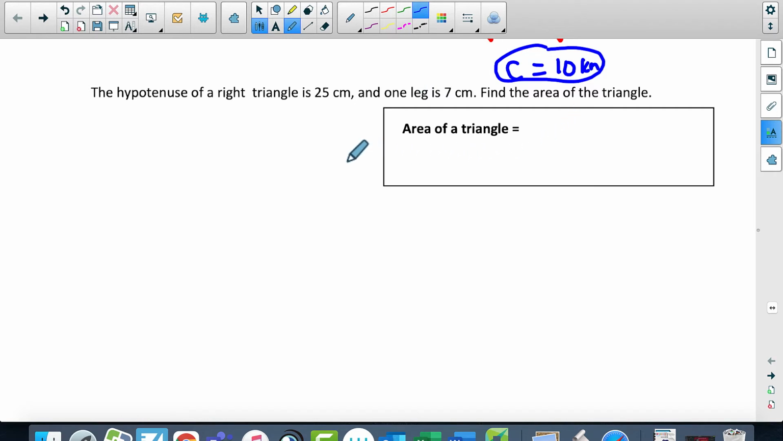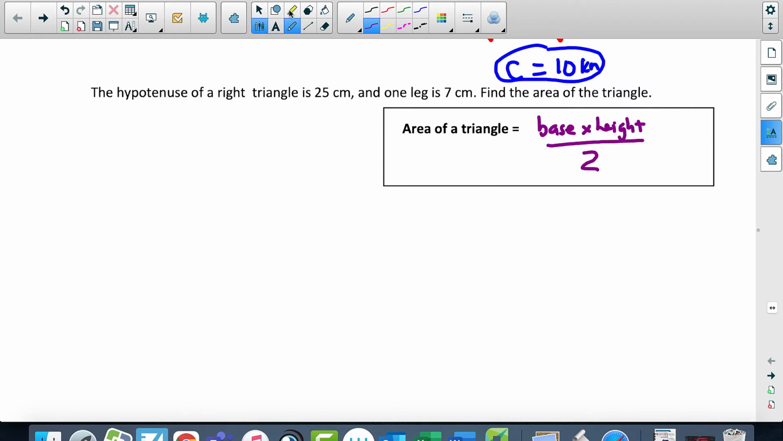Well, in order to do this, you need to know what the formula is for an area of a triangle, and I've never covered that with you. I don't know if you know the area of a triangle, but it equals base times height divided by 2. So I'll talk about that more in a second.